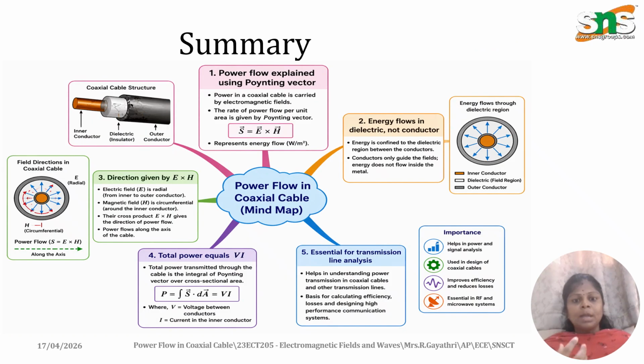Coming to the summary of this discussion, today we have discussed the power flow in coaxial cable, which is related with the help of the Poynting vector, and the coaxial cable structure, which has an inner conductor and an outer conductor, where the electric and magnetic fields are generated and are perpendicular to each other. And we have also described the applications of this power flow in coaxial cable.